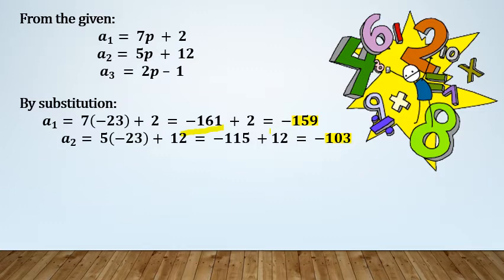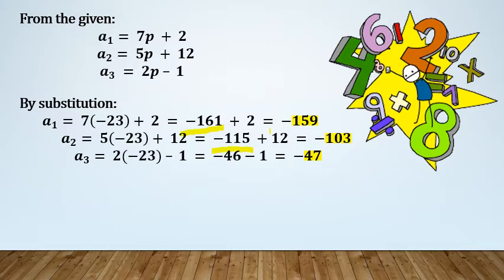A sub 2 equals 5p plus 12. So, magiging 5 times negative 23 plus 12 equals, 5 times negative 23, we will have negative 115 plus 12 equals negative 103.